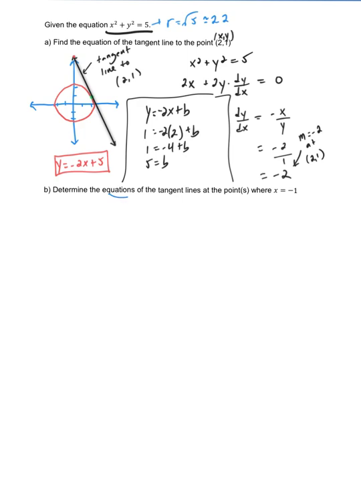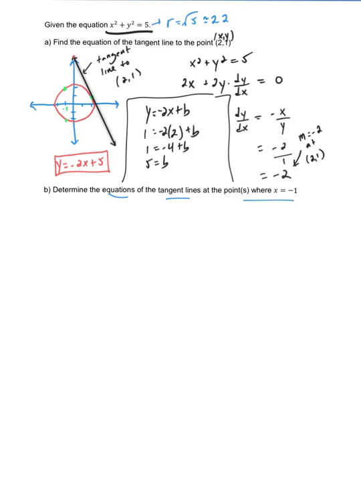One other variation to that question would be something like part B, which is saying determine the equations of the tangent lines at the points where x is equal to negative 1. The graph of a circle will sometimes have two coordinates with the same x value. Remember, this is not the graph of a function that we're dealing with. Negative 1 is right here. So there, it looks like there's going to be two coordinates with that x value, which means there's going to be two tangent lines that we're going to have to find. We just need to figure out what the y value is for those two coordinates.